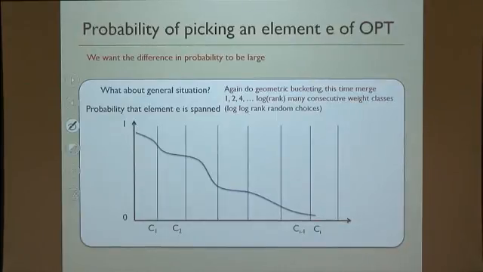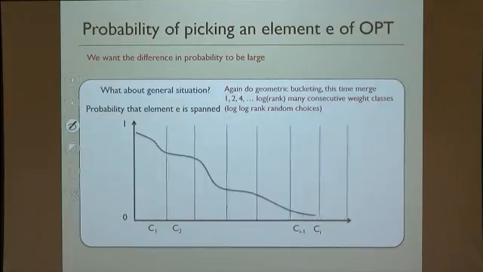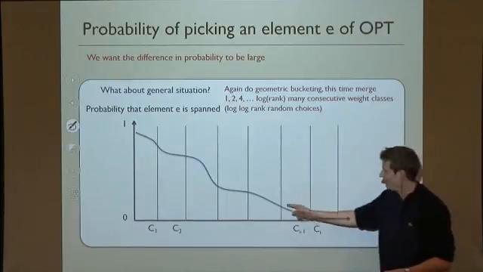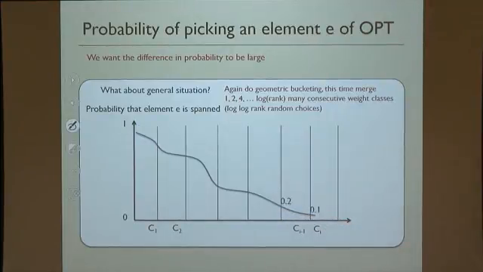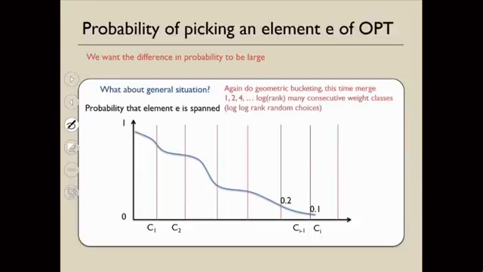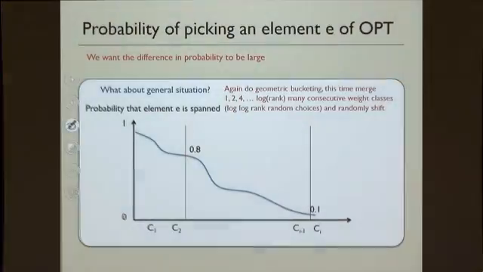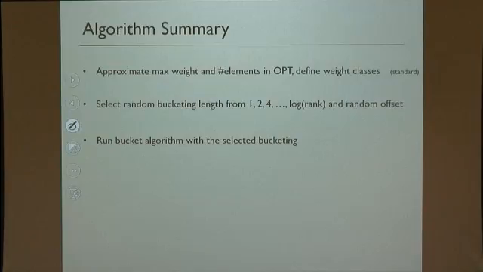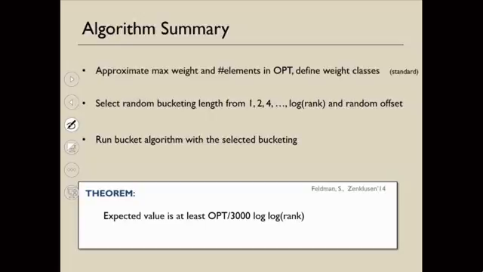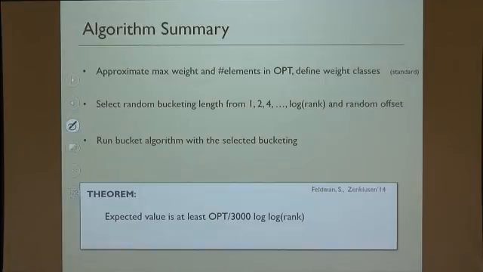Okay, so this is a pictorial view. Now we selected the size of our bucketing, and then I will do a random shift. Now the probability of picking my element will exactly be the probability of being spanned here minus the probability of being spanned there. So it's 0.2 minus 0.1. If I was luckier, it would be 0.3 minus 0.1 or 0.8 minus 0.1. What one can show is that this method will give you exactly 1 over log rank. The intuition is that there are log rank many choices, because first we had log rank many weight classes, and now we have log of that many different bucketings.